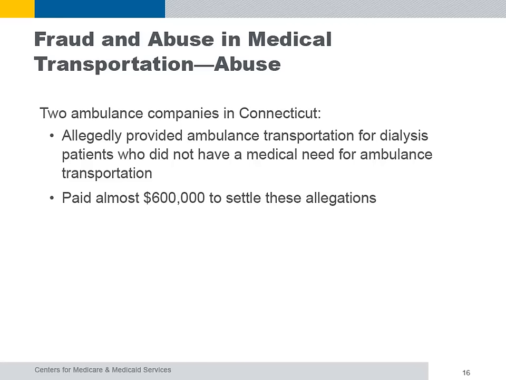Abusive practices can include charging excessive prices for furnished services or furnishing medically unnecessary services. 2 ambulance companies in Connecticut paid almost $600,000 to settle allegations that they provided ambulance transportation for dialysis patients who did not have a medical need for ambulance transportation. Let's look at what happened to some individuals who were caught in fraud schemes.